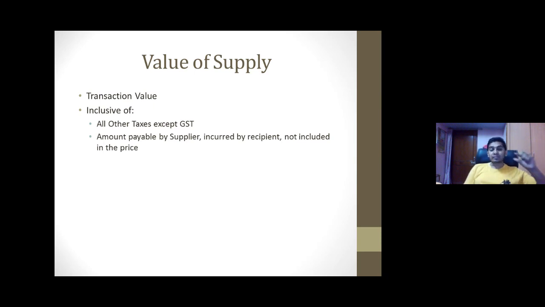Why? Because the 1000 was payable by the supplier but incurred by the recipient, that is you. It was to be paid by that tailor to that cloth merchant, but he didn't pay. Instead, you paid, and it was not included in the price that you are paying now, which is 1000. So the GST should be applied on the whole 2000. This amount payable by the supplier but incurred by the recipient should also be included in the value of supply.